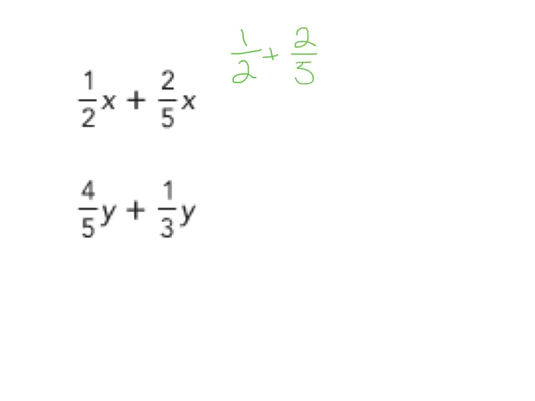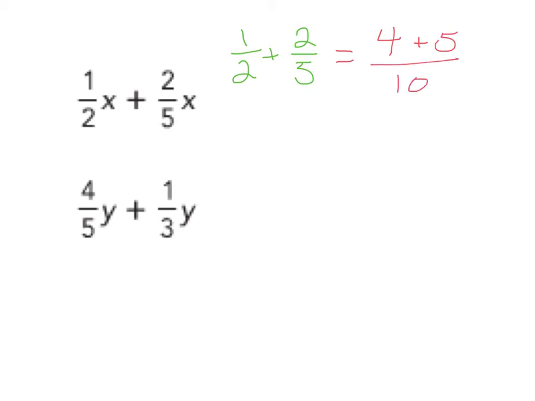OMG! Adding fractions with different denominators. You thought this was never going to show up again. Wrong. So we are going to boom, boom, pow. 2 times 2 is 4. 5 times 1 is 5. 2 times 5 is 10.